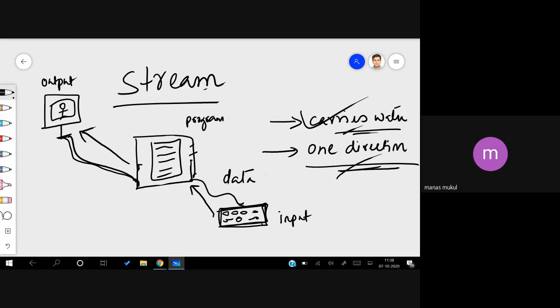Now in C programming, we have given names to these streams. What are the names? One is called STDIN. This is the name of the river, and the other river is STDOUT. Okay. Now, what is STDOUT and what is STDIN? Which one is the STDOUT stream and which one is STDIN?